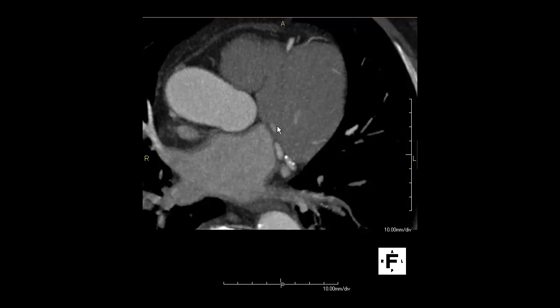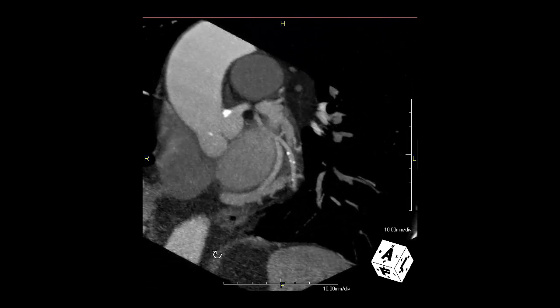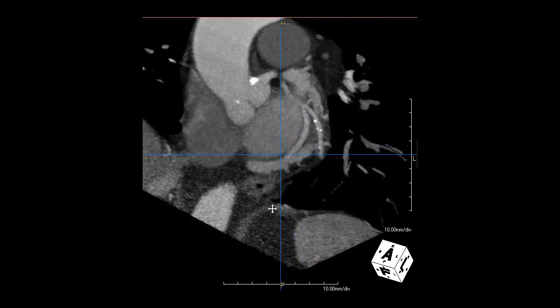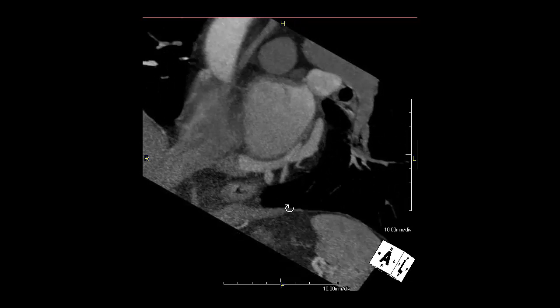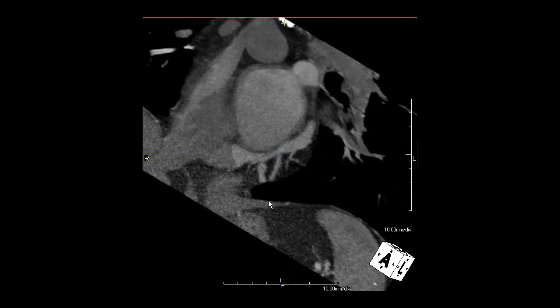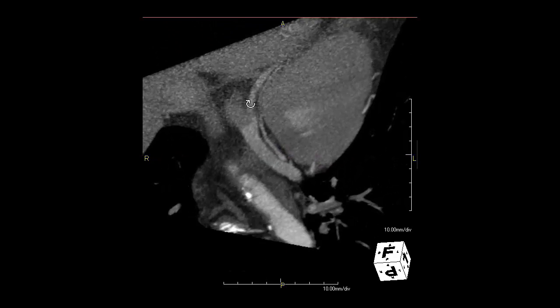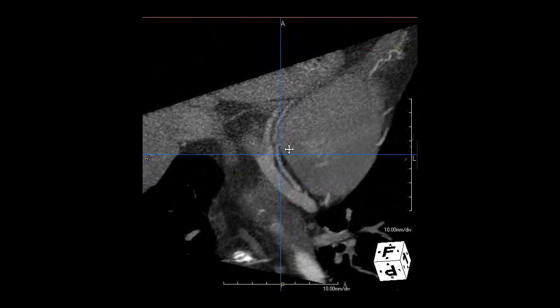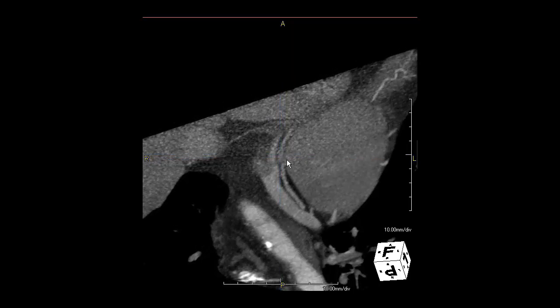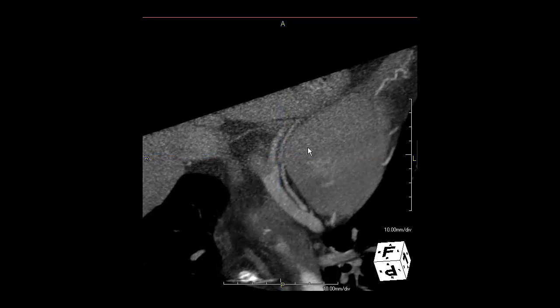Reviewing around the remainder of the left circumflex, you can see that it begins to wrap around and clearly becomes the dominant vessel. As we move into these sections inferiorly, you can see that this continues along, and this is the posterior descending artery, which appears to be normal.